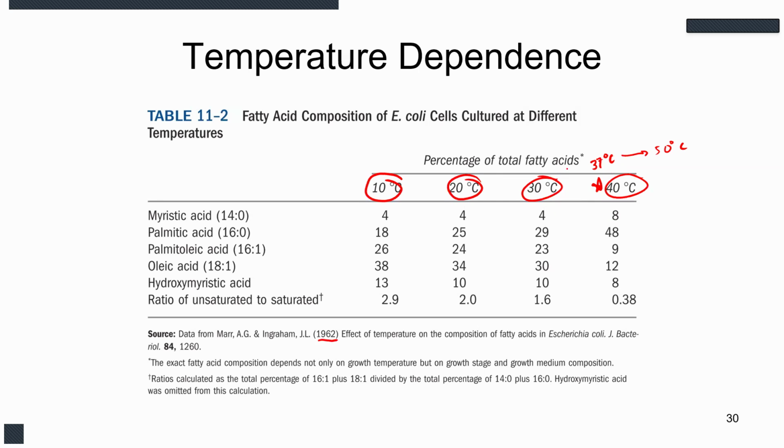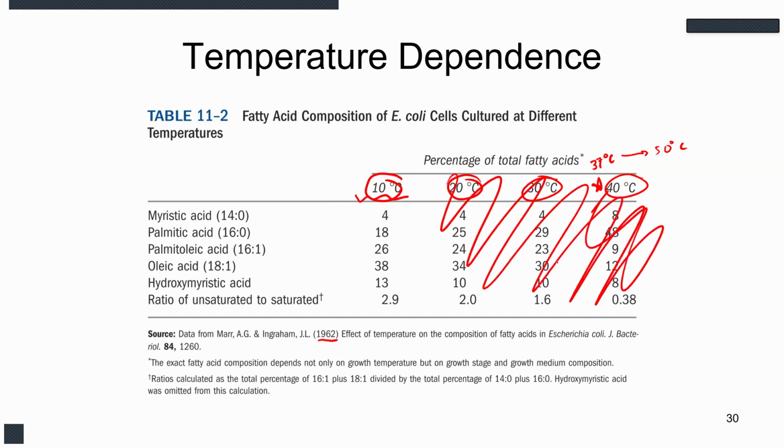Now, if you go to a lower temperature, below its ideal temperature, well, it will live, but it's just going to do it very slowly. So when we grow E. coli at 10 degrees Celsius, I'm going to scribble all this out because all that we're focused on, and all that I want you to focus on, is this first column. When you grow E. coli at 10 degrees Celsius, what happens? Well, the answer is it grows.